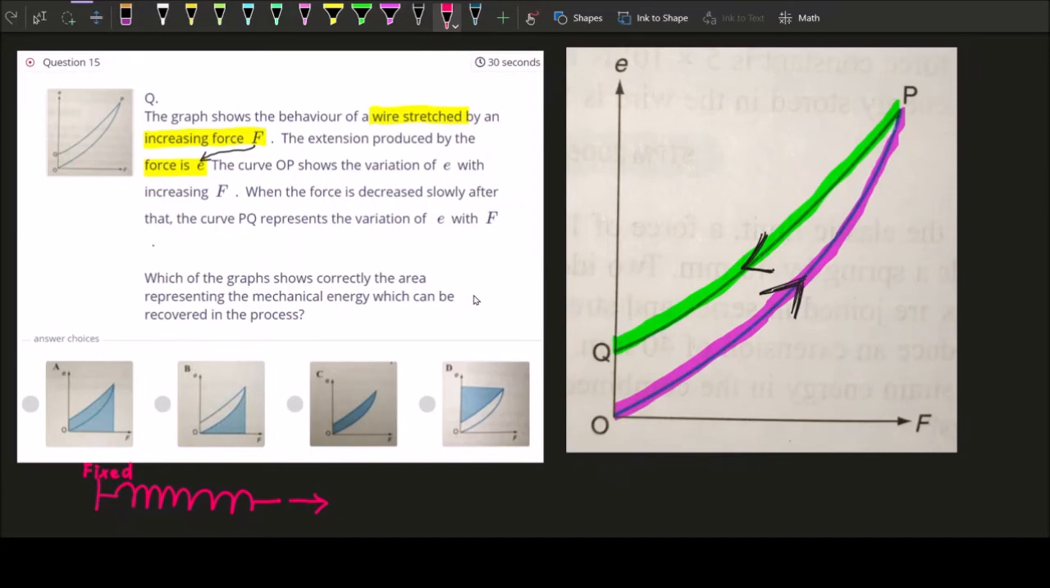So let's say you use 100 joule. Let's say you input 100 joule to stretch the spring. The thing is, when you stretch the spring, this 100 joule, where will it go? It will be stored here. This 100 joule will be stored here in the spring.